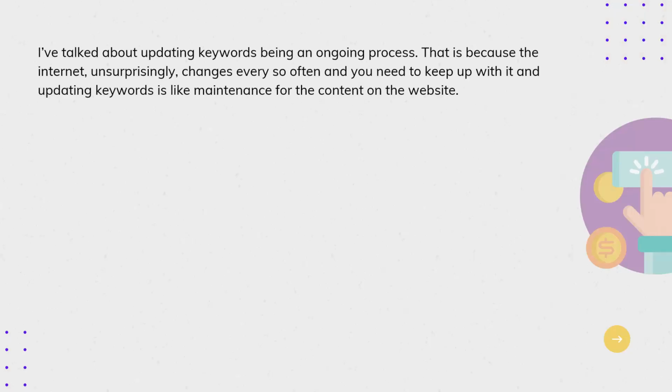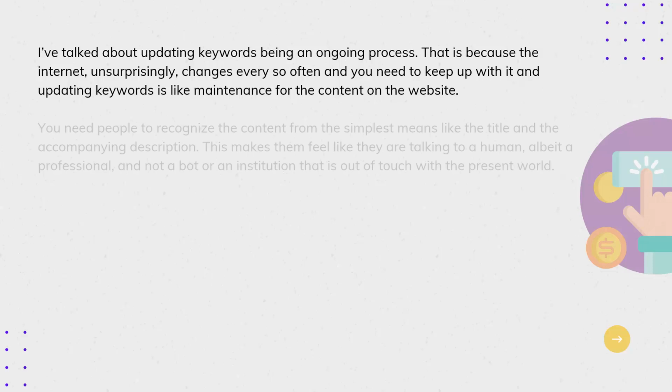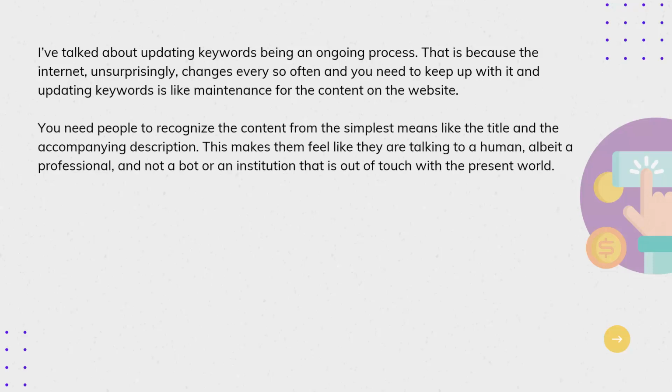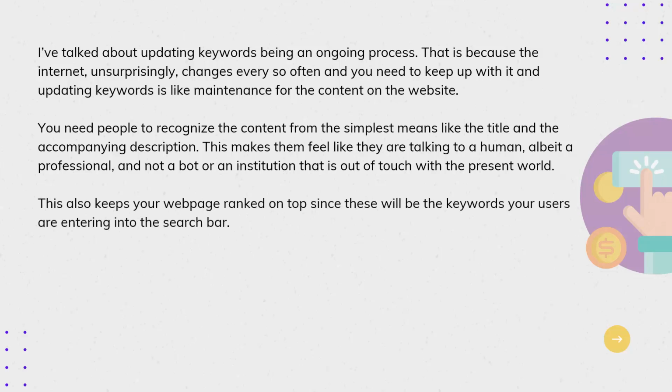I've talked about updating keywords being an ongoing process. That is because the internet, unsurprisingly, changes every so often, and you need to keep up with it. And updating keywords is like maintenance for the content on the website. You need people to recognize the content from the simplest means, like the title and the accompanying description. This makes them feel like they are talking to a human, albeit a professional, and not a bot or an institution that is out of touch with the present world.